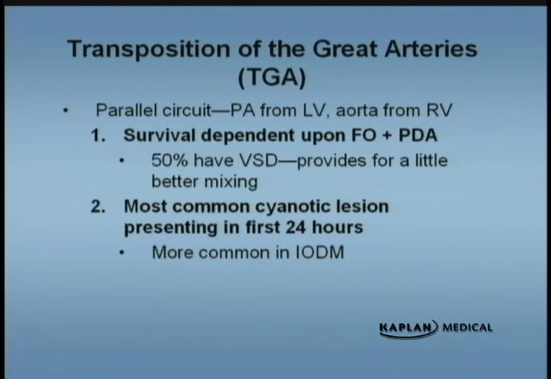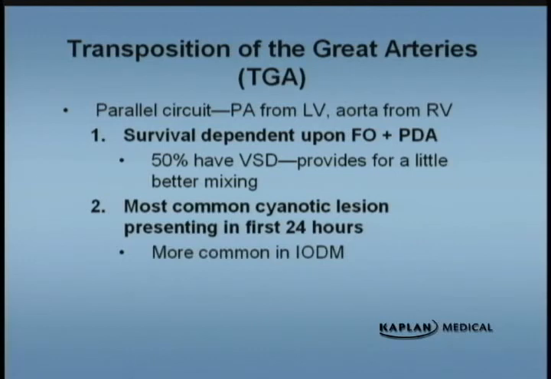We're now going to discuss a couple other cyanotic lesions. The transposition of the great arteries. This is the most common congenital heart disease to cause cyanosis in the first 24 hours of life. Tetralogy of Fallot is the most common cyanotic one. Transposition presents very quickly with cyanosis. Then they go into heart failure very quickly.